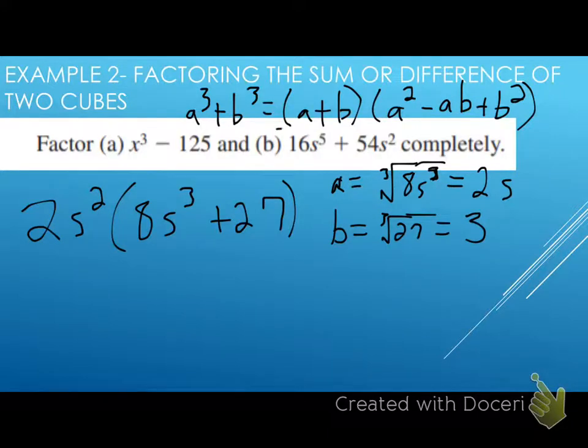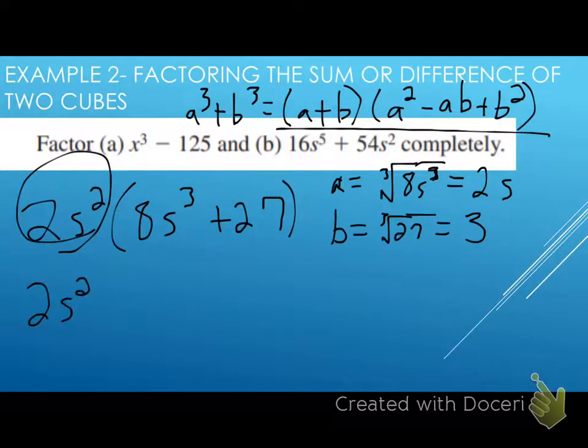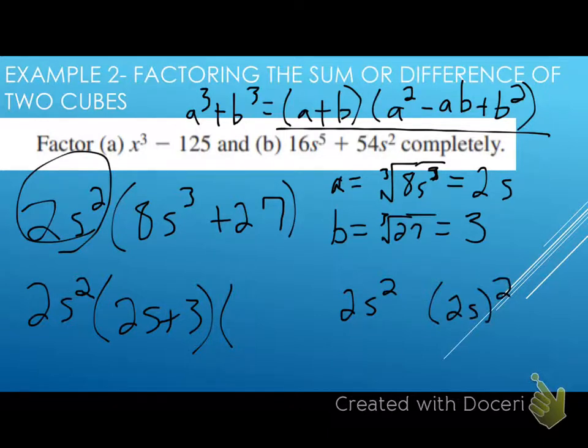Now I'm just plugging in my a and b value to this formula up here. Don't forget about your 2s squared though. I have to keep that with my answer. It just comes along with me. Then I have 2s plus 3. When I plug 2s in for a, do I plug it in like that? Or do I have to square both the 2 and the s? I have to square both of them. So don't do that one right there. I've got to square both the 2 and the s.